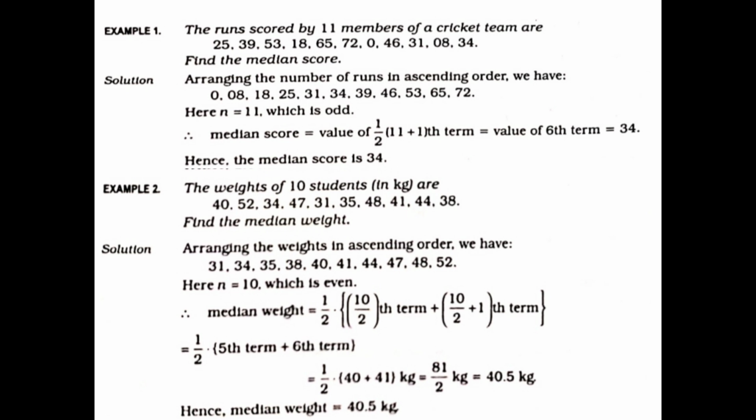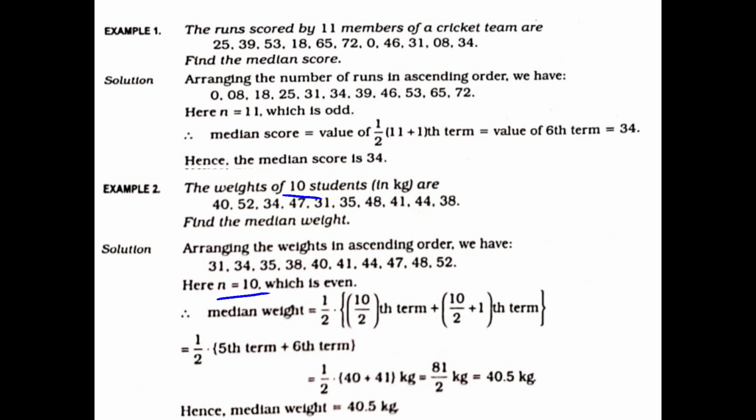Okay, and coming to the next one. So this is 10 students. 10 students means definitely we know that it is an even number. So first we need to arrange the data in ascending order. Then n is equal to 10. If it is even, we have the formula 1 by 2 into n by 2th term plus n by 2 plus 1th term.